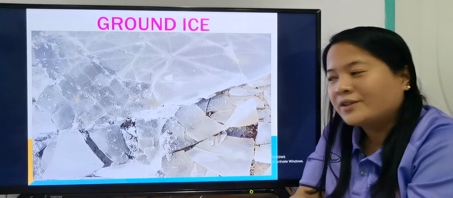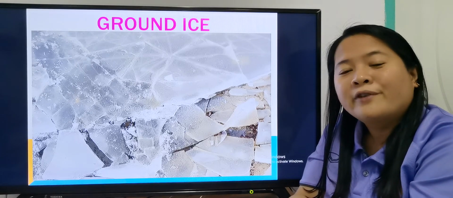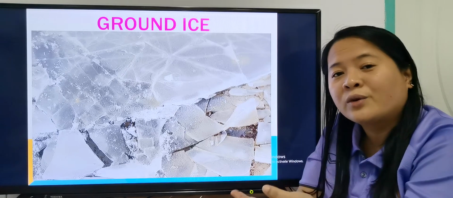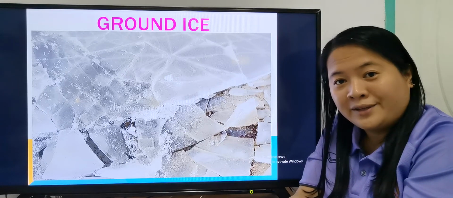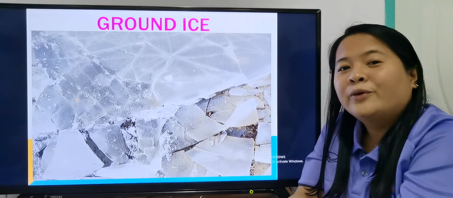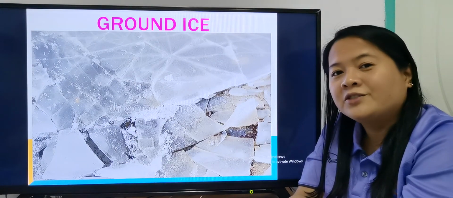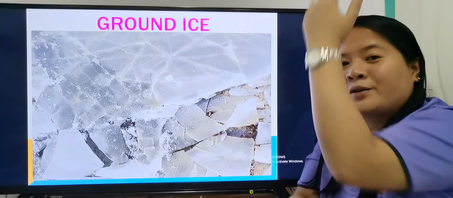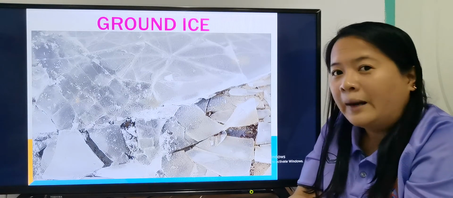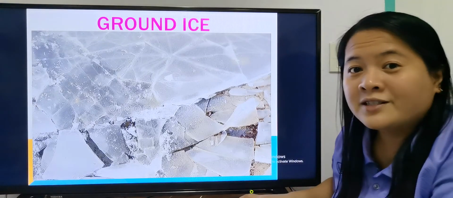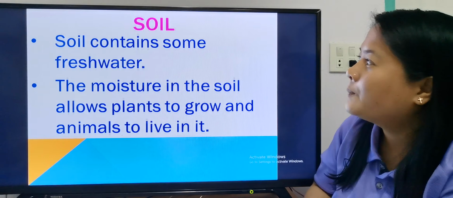In Thailand, we do not have this kind of freshwater source, because the temperature in Thailand doesn't go below freezing point. So you can find this in countries in the northern hemisphere. When you say northern hemisphere, it's above the equator. I hope you understand where we can find permafrost and ground ice.